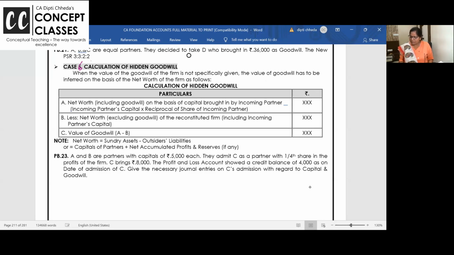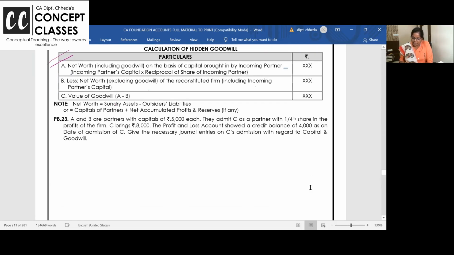So net worth on the basis of capital brought in by the incoming partner into reciprocal of his share. This should be the value of the firm minus net worth of the firm including incoming partner. These are like capitals earlier and capitals now. The difference is the value of goodwill. I cannot explain this with figures now. I will tell you this is a problem of hidden goodwill. Two problems I have very nicely included in admission. Just to understand a little bit, you can take down this last problem now.